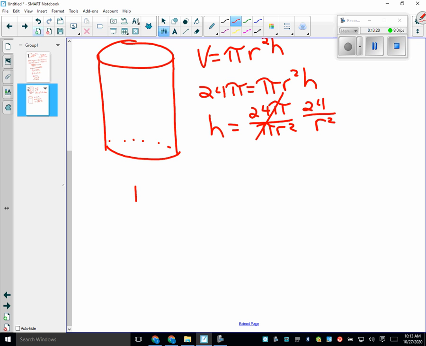Is the bottom pi r squared? Plus, what's the side? 2 pi r times what? Yes. 2 pi r h? Does this equal the area? How do we do that? How do we know this?